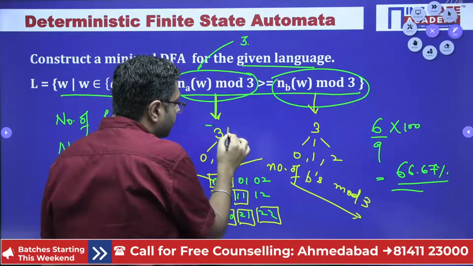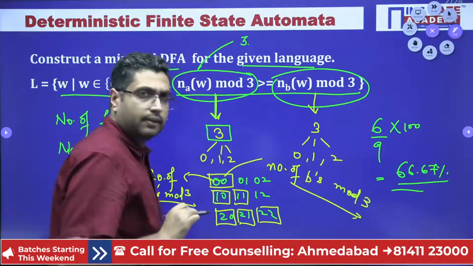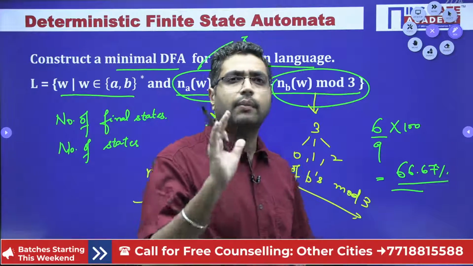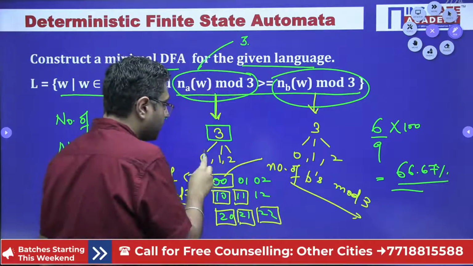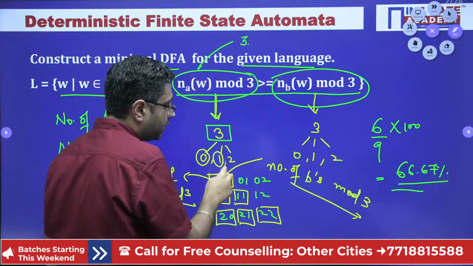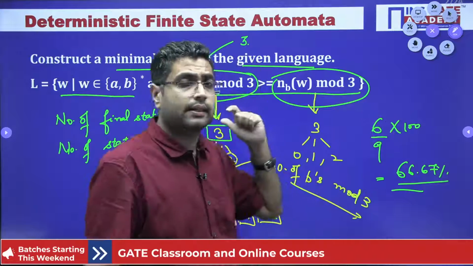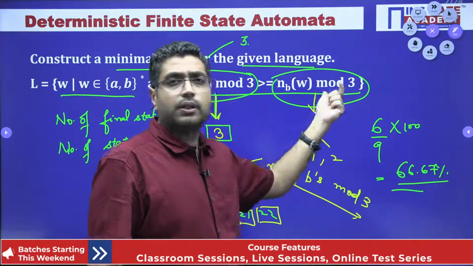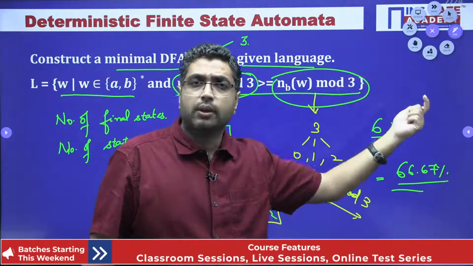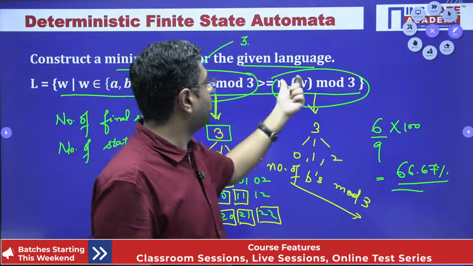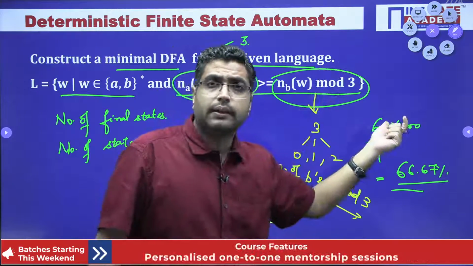a requirement of 3 states: the remainder can be 0, the remainder can be 1 and the remainder can be 2. Similarly, this DFA also has 3 states. Your remainder can be 0, 1 or 2. That is the number of A's in W mod 3 and the number of B's in W mod 3, right?